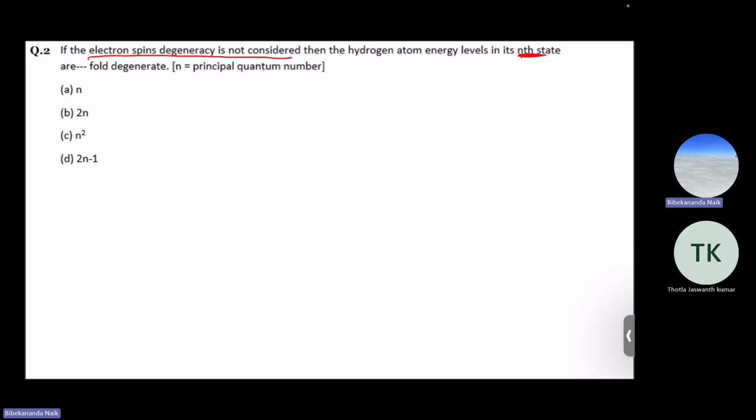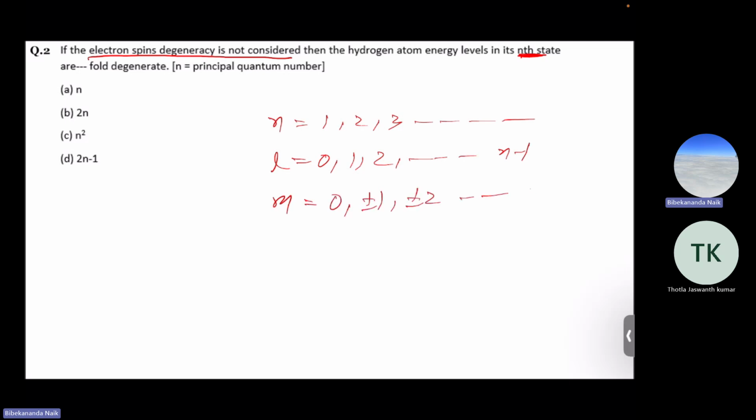So now if we solve it, we know the value of n starts from 1 and these are positive integers 1 to 3 like that, and for each n, L is 0 to n minus 1, that is 0, 1, 2 up to n minus 1, and corresponding to each L we have ml values 0, plus minus 1, plus minus 2, that is 2L plus 1 values. So how will we calculate the degeneracy?